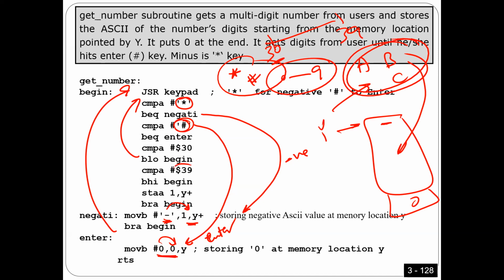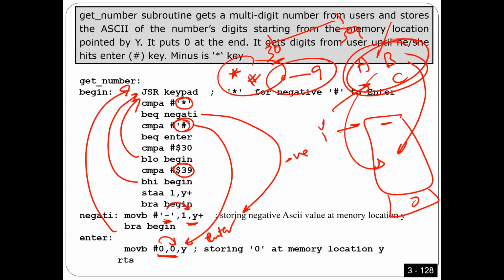Same thing, I'm gonna compare it with 39. If it is higher than 39, same thing, just go back here. Get another one. You can write an error message if you want. That is something a bit too advanced, okay? Here I don't write an error message. If you give me A, B, C, I'm gonna just ignore it. What do I mean by ignore? I mean, I'm not gonna write it in the array.